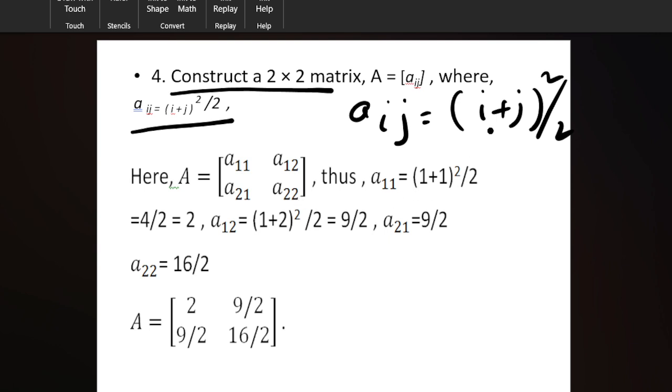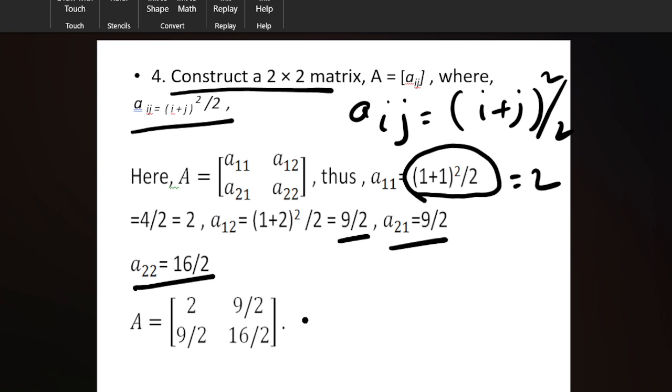Now a11 means i is 1, j is 1. So we have (1 plus 1) whole square by 2, that is 2 square by 2, which equals 2. a12 is (1 plus 2) square by 2, which means 9 by 2. a21 is similarly 9 by 2. a22 is 16 by 2, that means 8. Now we can form the matrix as 2, 9 by 2, 9 by 2, 16 by 2.